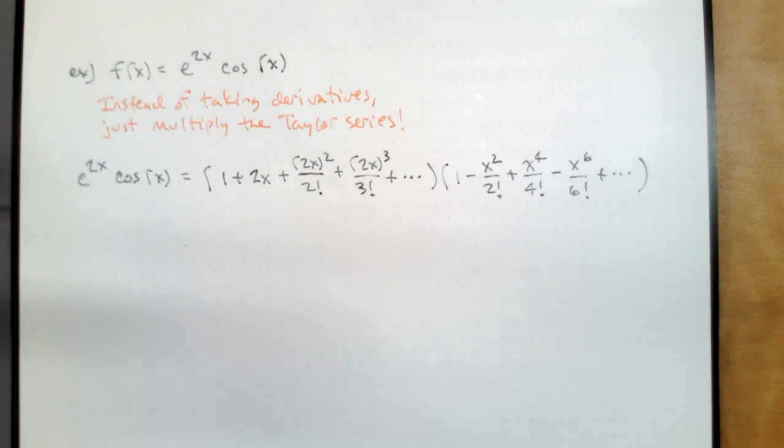Now, this seems like a gigantic FOIL project, but it's not really a FOIL project because L in FOIL stands for last, and there is no last. These both keep going on forever. But we're writing the polynomial, or the series, starting from the degree zero terms and moving up.